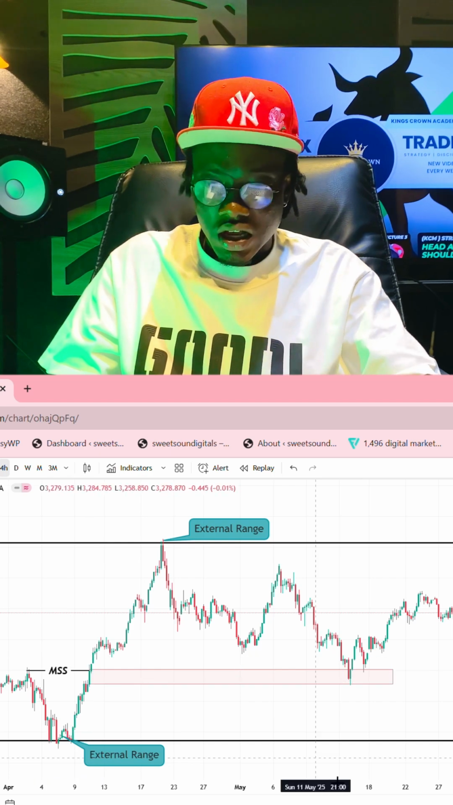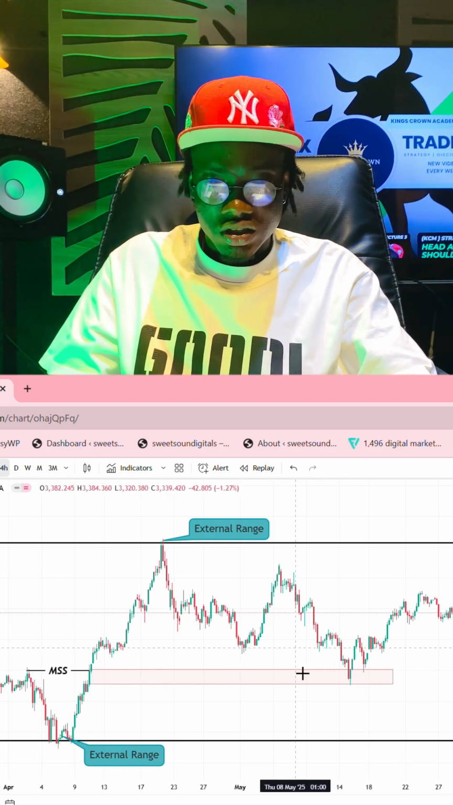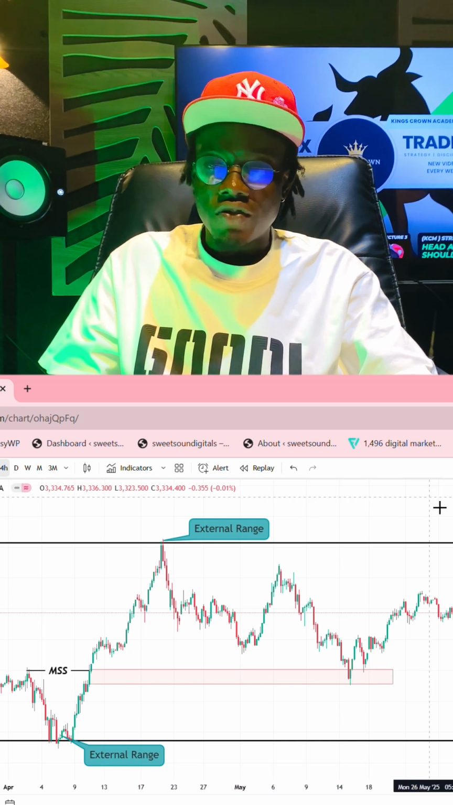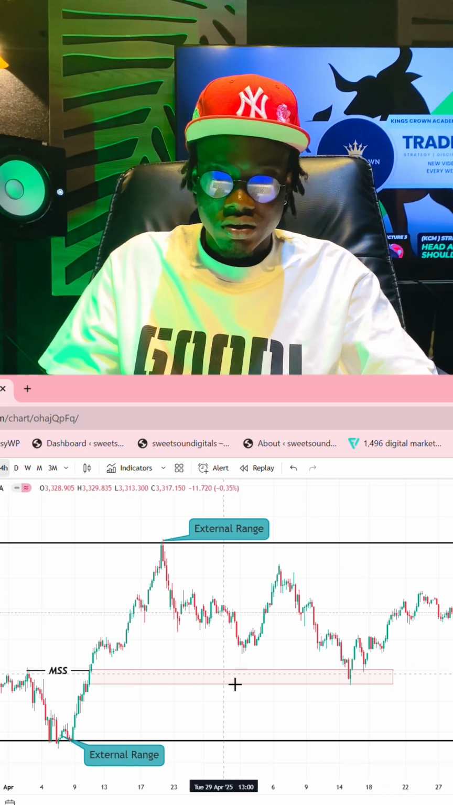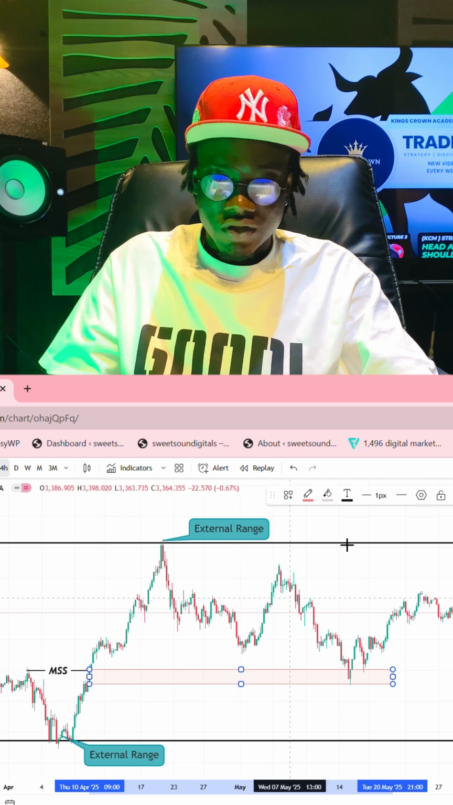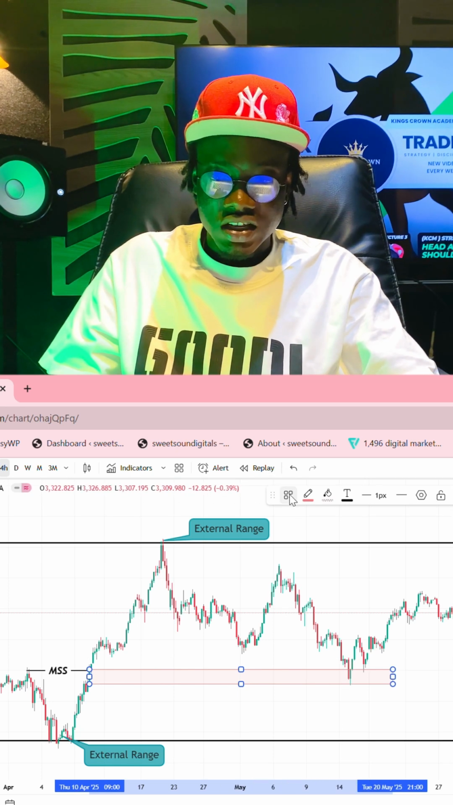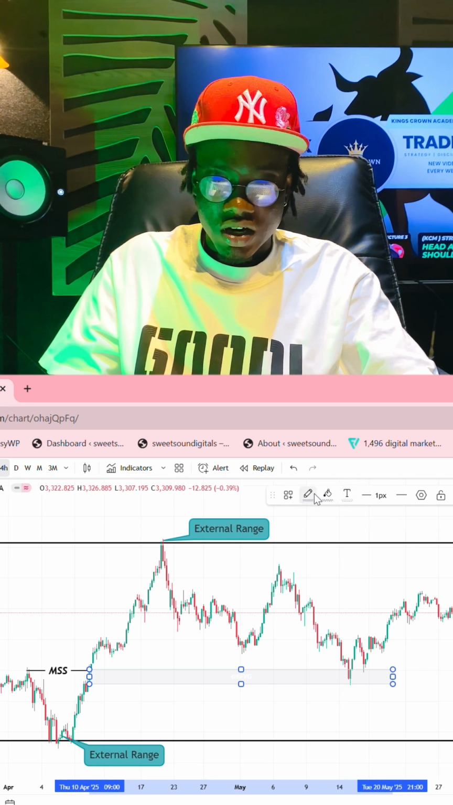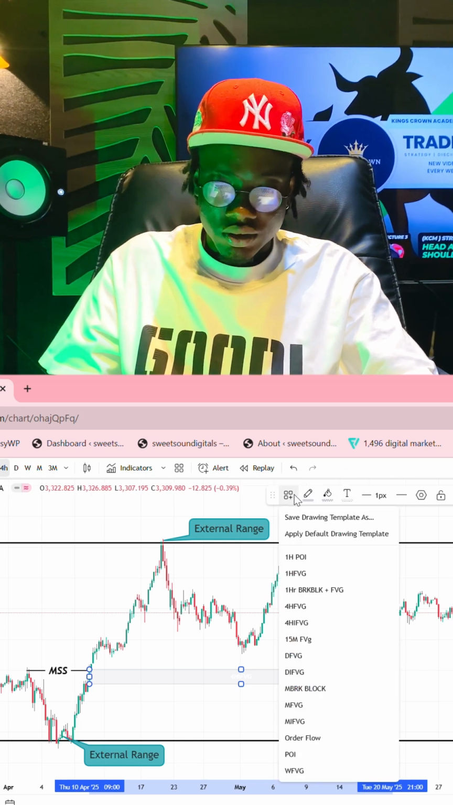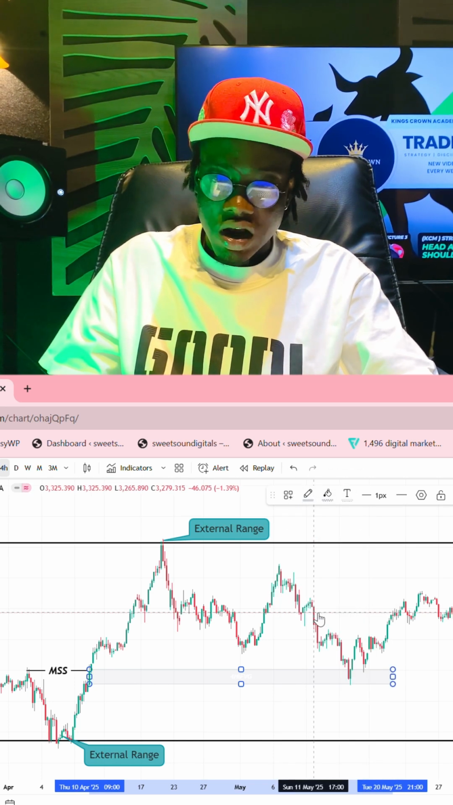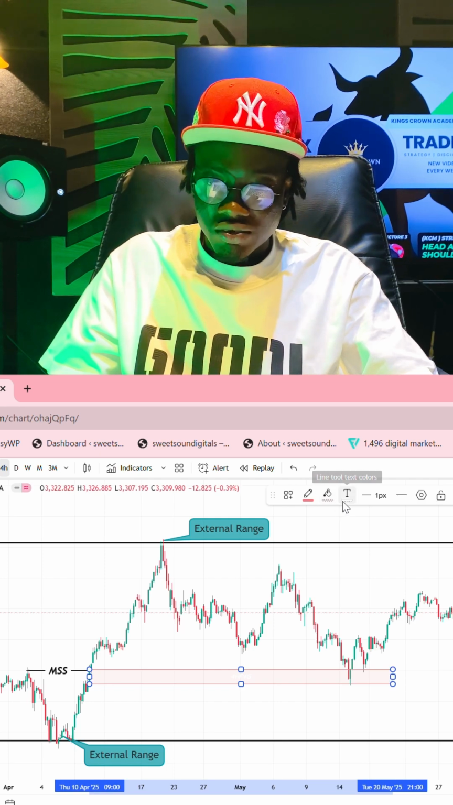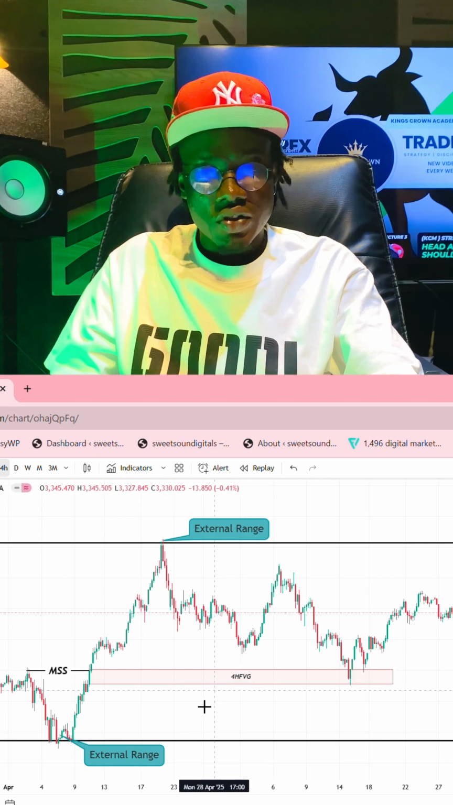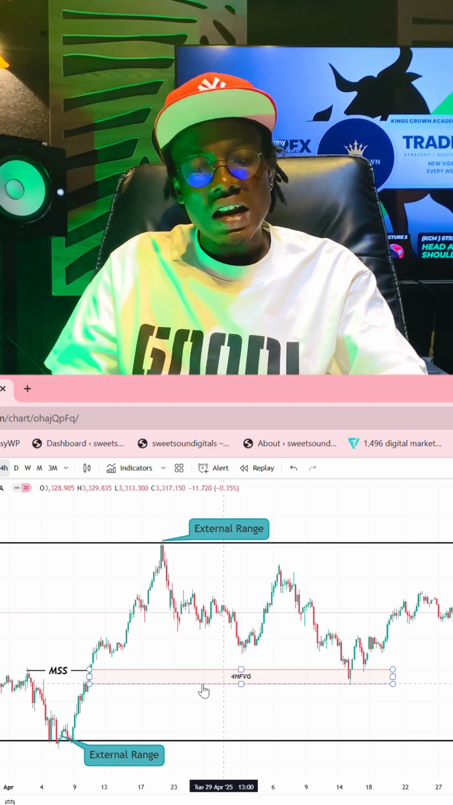Let me label here. I'll call it my fair value gap internal range liquidity. This is on the 4 hour, and I already had this template saved, so I'll just call it my 4 hour internal range liquidity. I'm going to change the text color to black so that it's visible. So we are trading from internal to external.